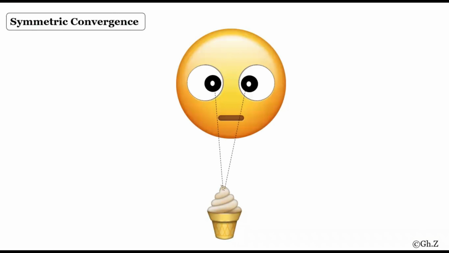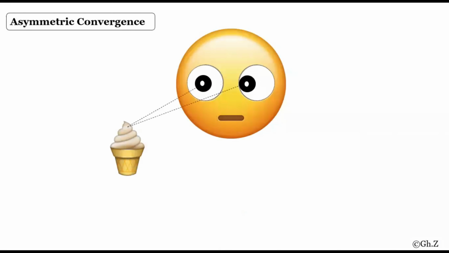So this is what we call symmetrical convergence. As you can see here, if we are focusing on a near object located exactly in front, in the middle of the two eyes, this is called symmetrical convergence. Both eyes are adducting to the same degree and converging on this near target. So the visual axes converge and intersect at this near target. How about asymmetrical convergence? Now this cone of ice cream is located more on the right side, so it is closer to the right eye.